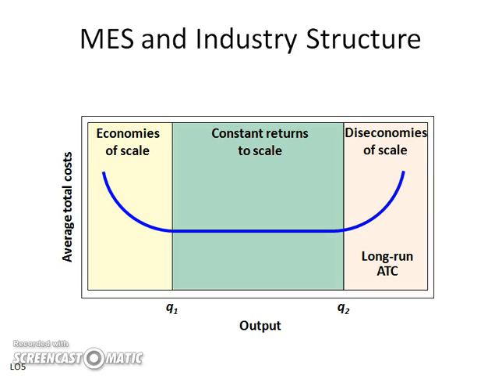Here we have MES and industry structure shown graphically. So, a long-run average total cost curve showing industries with an extended range of constant returns to scale. That's this flat part here. These industries will be populated by firms of many different sizes. Small and large-scale producers will coexist and be equally successful. MES occurs at an output of Q1. So this is the first point where you can have the lowest possible cost for production.